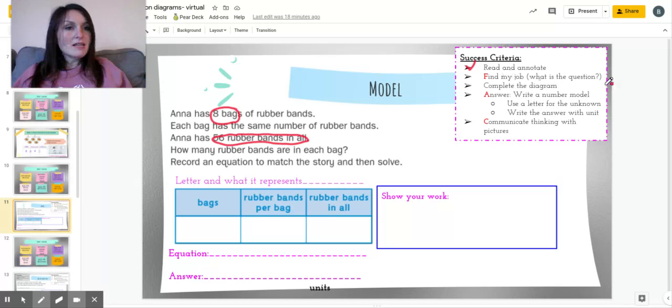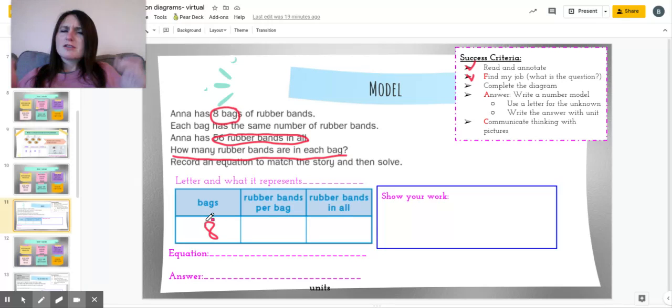Now I need to find my job. What is the question? How many rubber bands are in each bag? So I'm trying to figure out how many in each. I need to complete the diagram. Right here it says bags. It tells me right here there are 8 bags, so I'm going to write that here.